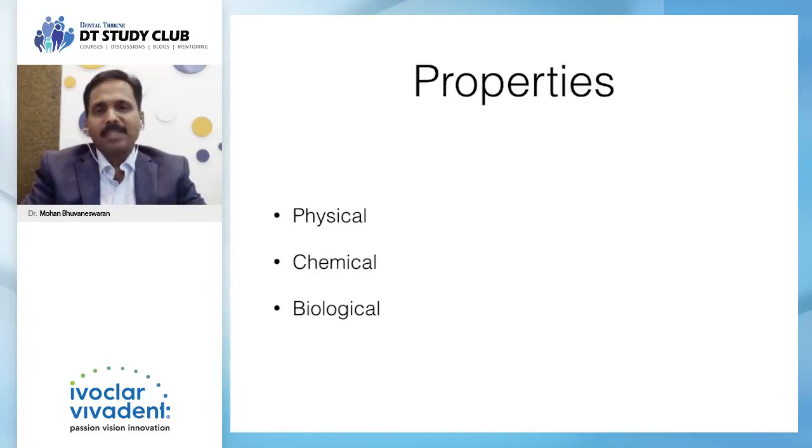Physical are the properties of the restorative materials we are handling, because they have to withstand the occlusal forces they come across during the lifetime of the restoration. The next would be the chemical. Chemical would be the solubility or any ion release, or anything to do with that. Biological would be the tissue tolerance. Is it really tissue friendly? Is it biocompatible?